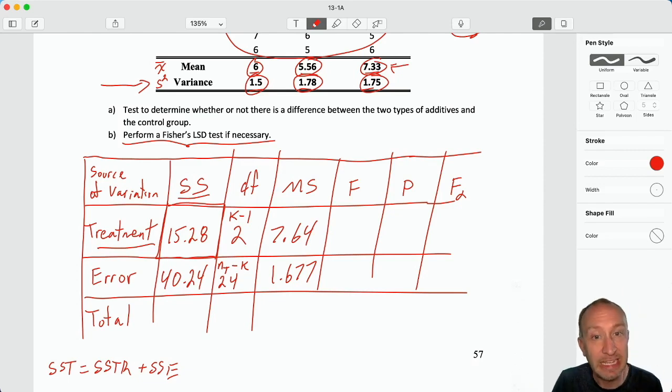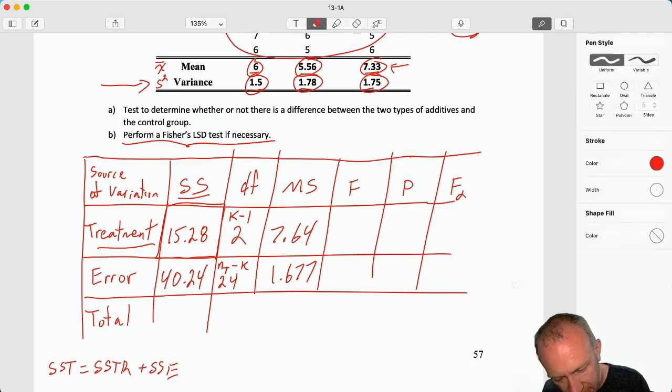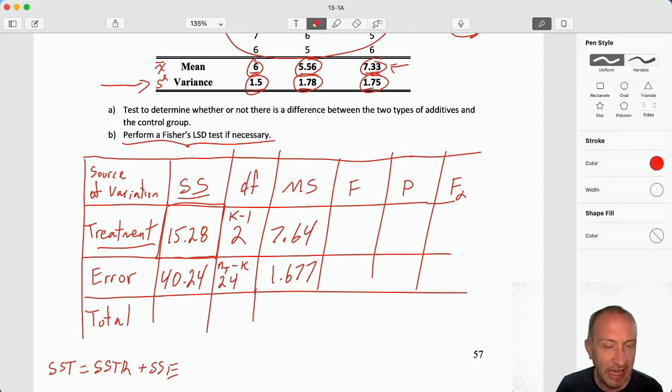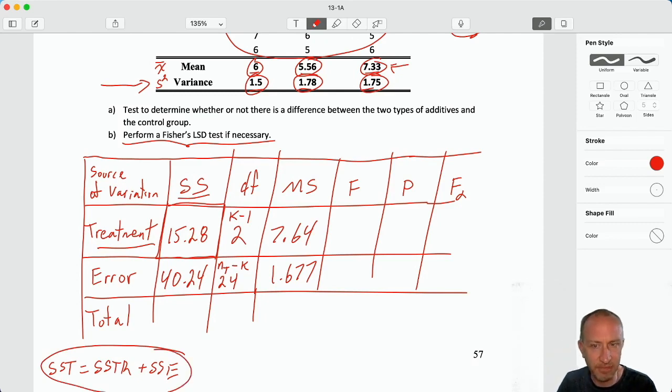Okay, now I can get my F statistic. Oh, why don't we go back and finish up the total. Down here, we don't actually need these values, but a complete ANOVA table does completely partition all sources of variation. So SST, well, that's just 1528 plus 40.24. So I'm just adding up those 2 rows above, gives me 5552.